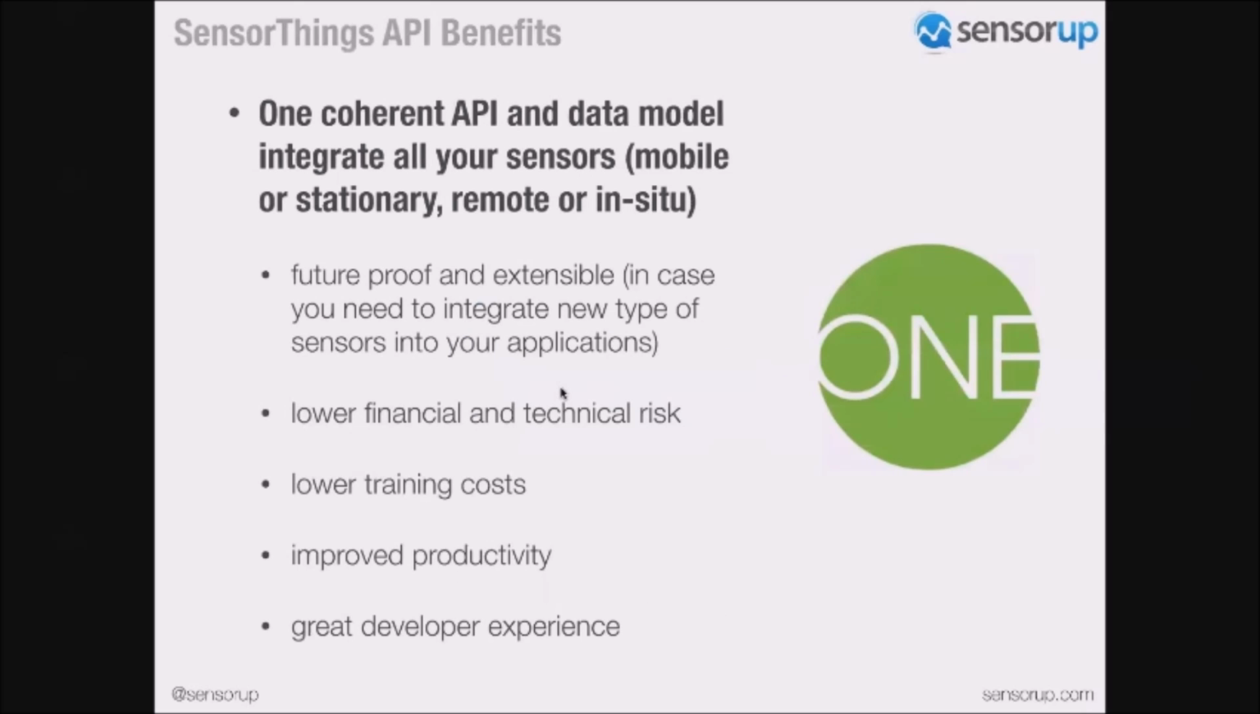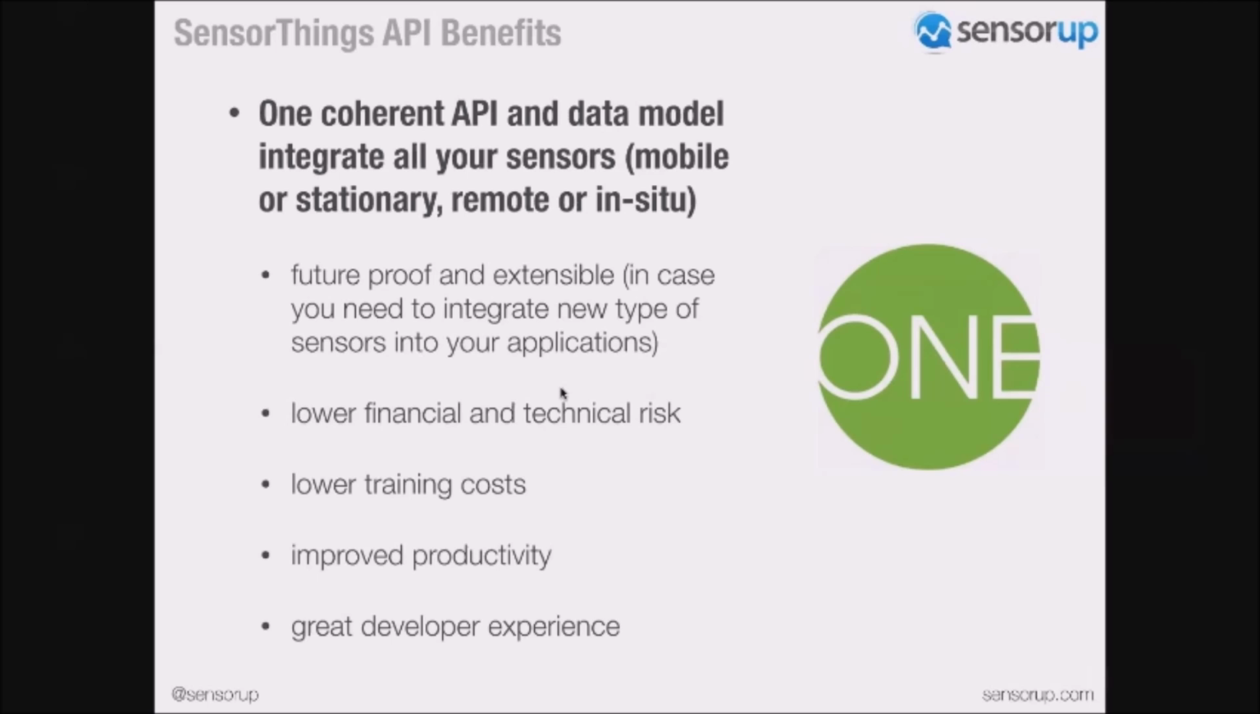And these are the benefits of SensorThings API. First of all, it gives you one coherent API and data model to integrate all your sensors. If you have many different kinds of sensors, or in the future, your system might need to add different kinds of sensors into your system, if you use SensorThings API, you don't have to worry about it not supporting those sensors, because it's based on a very comprehensive open standard. So it's future-proof and extensible. As a result, because it's future-proof, it's lower financial and technical risk because your investment will not be wasted. And it also lowers the training cost and improves your productivity.